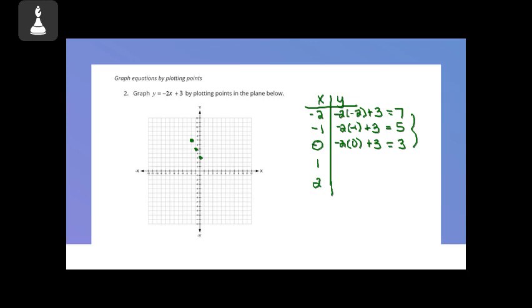So if I plug in -2 times 1 and then add 3, that's -2 plus 3, which is 1. So the point (1, 1). And I can do the last one, -2 times 2 is -4. -4 plus 3 is -1. So the point is (2, -1). And you can connect those to make a nice line.